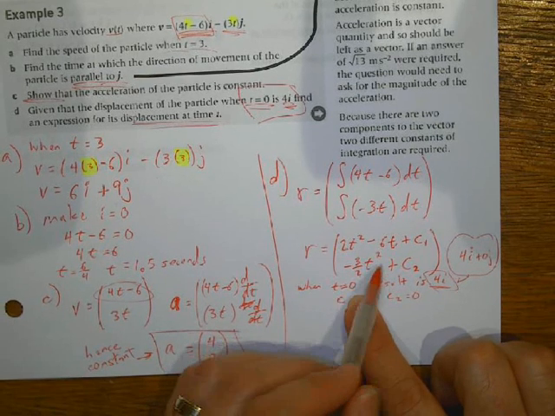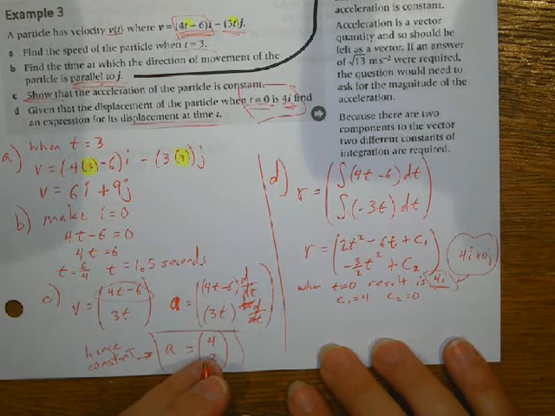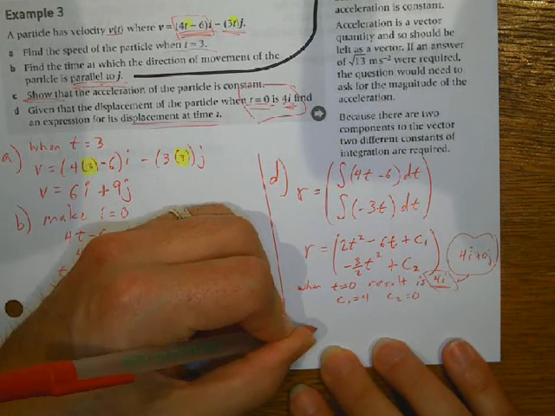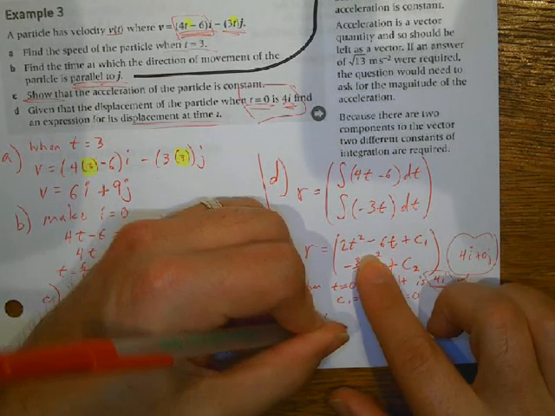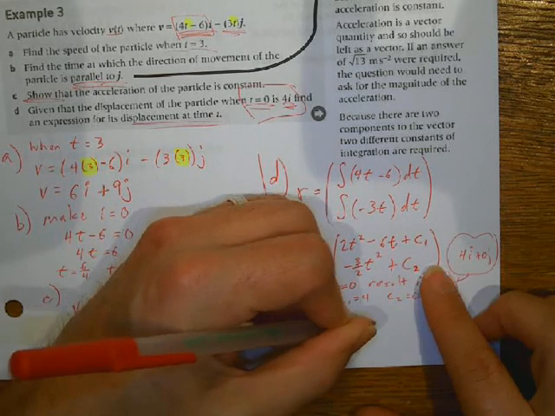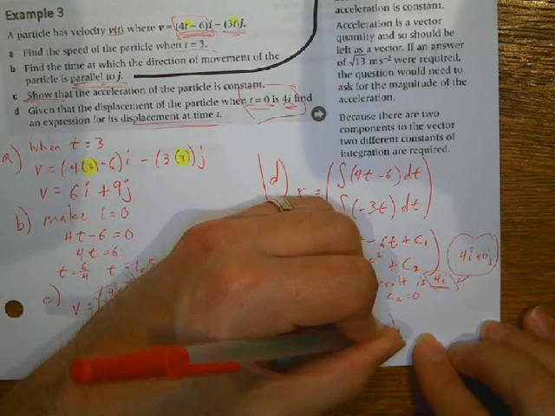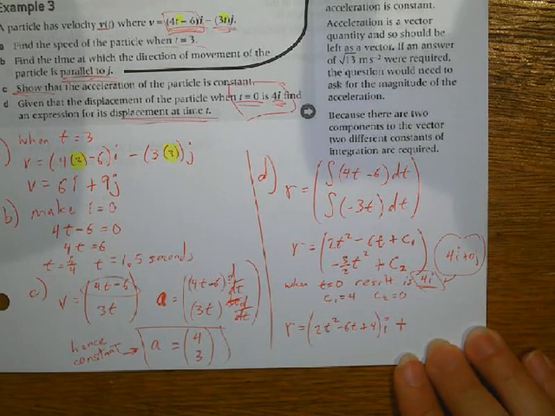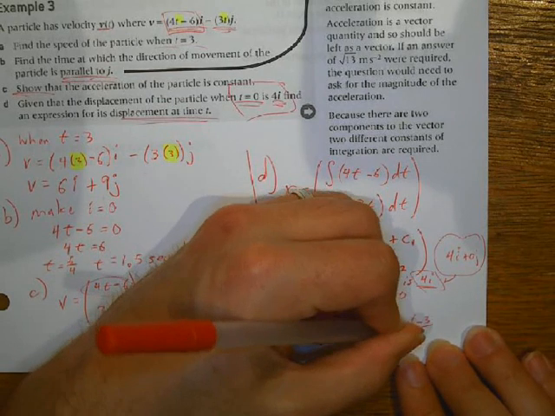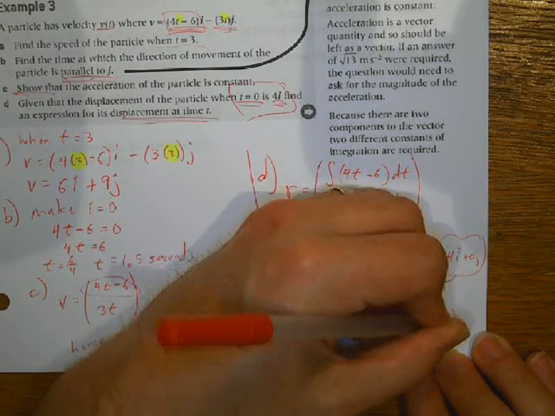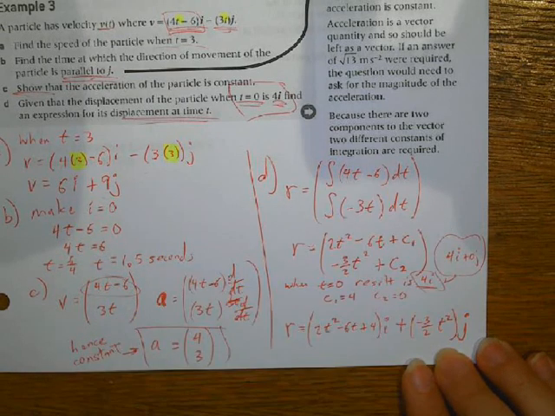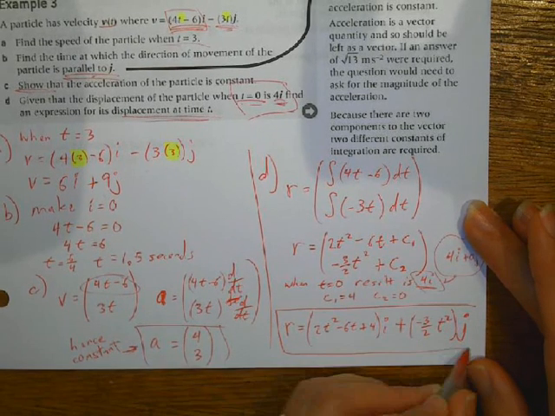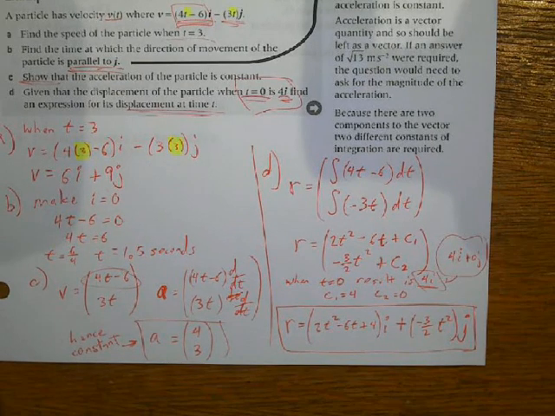So now my resulting displacement is r equals 2t squared minus 6t plus 4, and that's the i component, and then plus negative 3 over 2 t squared, and that's my j component. As I said, there's no c2, so we'll just leave it like that. You might want to hit replay and pause if you needed to hear that example again.